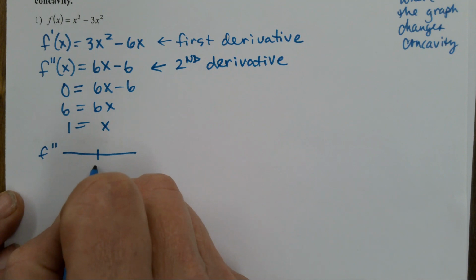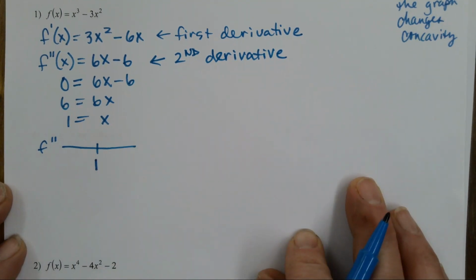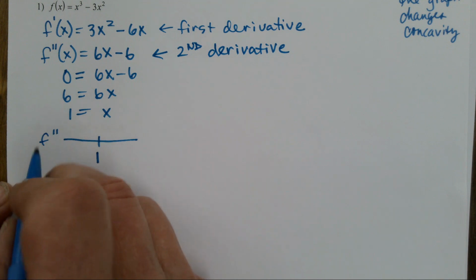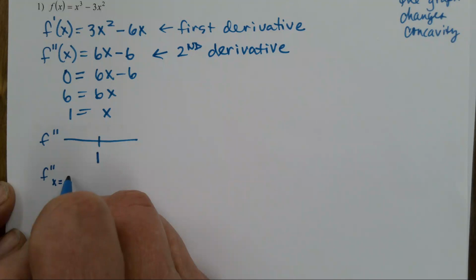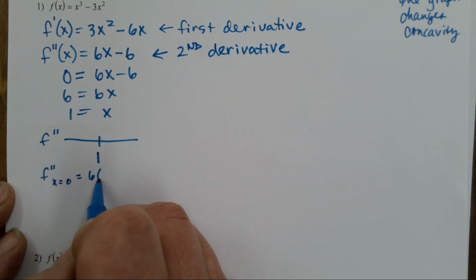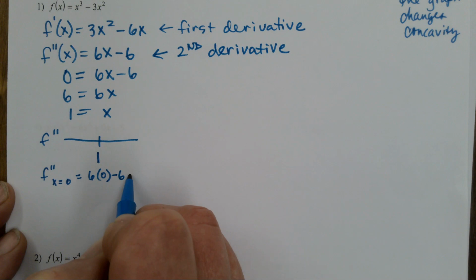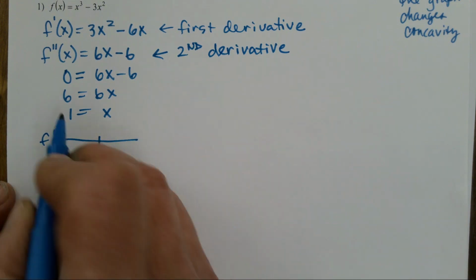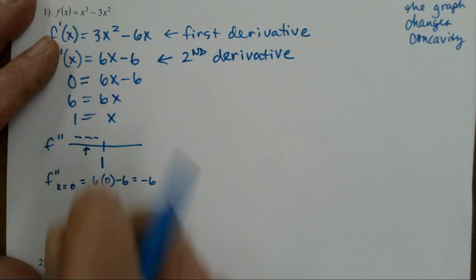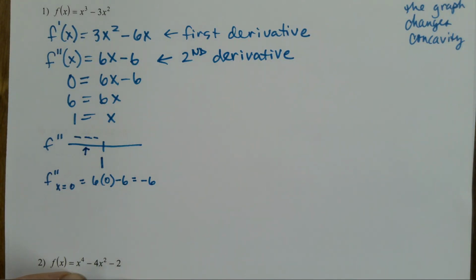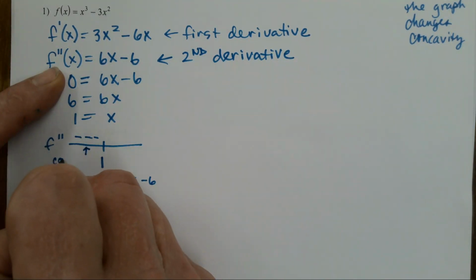My second derivative was 0 at 1. Then I'm going to do a test point. I'm going to evaluate f double prime at x equal to 0, say for instance. That would be 6 times 0 minus 6, which is negative 6. All I care about is that that's negative. Negative means concave down. Negative tells me this does not mean decreasing anymore. This means concave down.